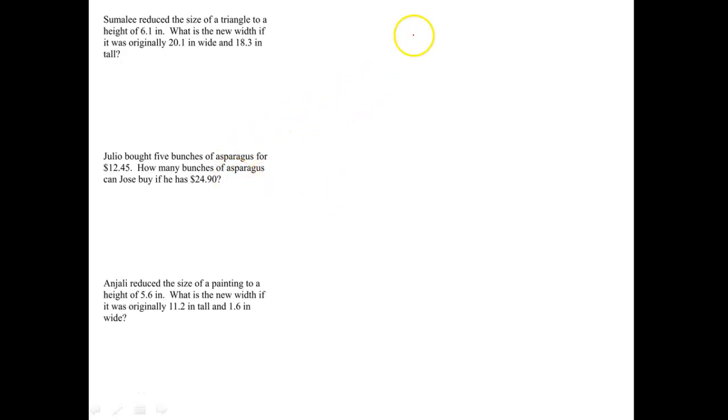Summerlee reduced the size of a triangle to a height of 6.1. What is the new width? So we're trying to find a new width if it was originally 20.1 inches wide, 18.3 inches tall. So width to height, that's what we're comparing. All right. So originally it's 20.1 inches wide. So wide is at the top, 20.1, and 18.3 inches tall.